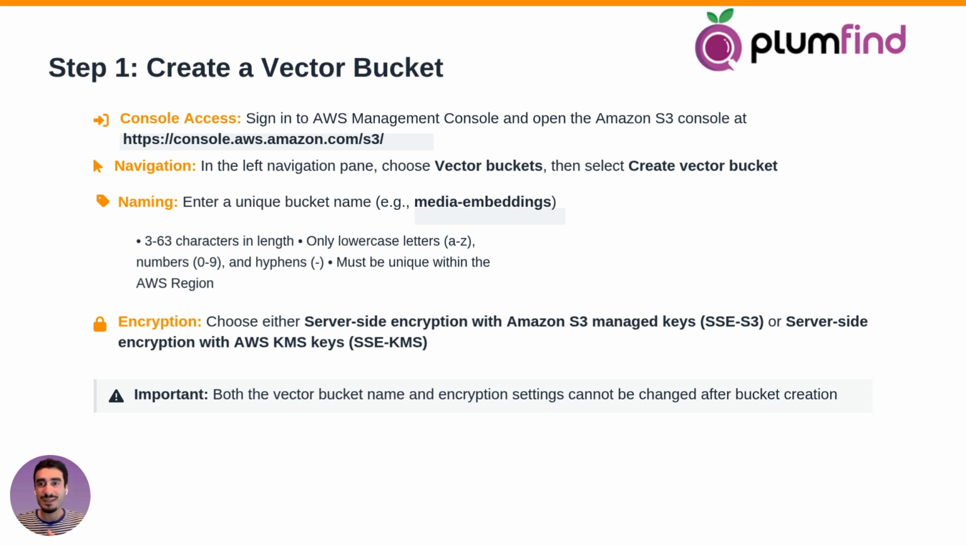Step one, creating a vector bucket, is pretty simple. Navigate to the S3 console and select vector buckets there. Click Create Vector Bucket and provide a name like media embeddings. You can see that there are some limitations and rules for the naming. And choose your encryption method, either SSE-S3 or SSE-KMS. And remember, both the bucket name and encryption settings are immutable after creation, so you can't change them after you create the bucket.